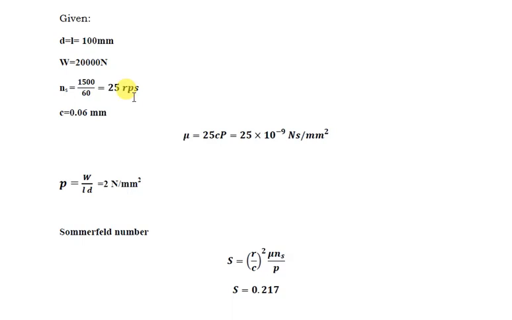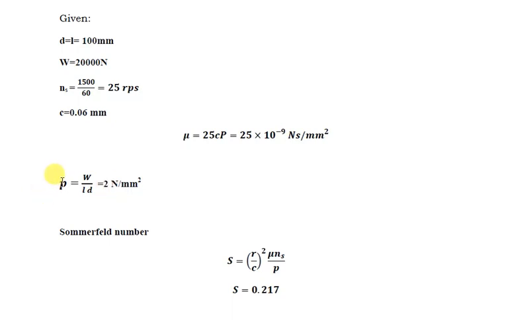Then the radial clearance is 60 microns. So small c clearance is equal to 60 into 10 raised to minus 3 mm. So mm we required, so we converted microns into mm. Then next one, the viscosity of lubricant is 25 centipoise. So centipoise has to be converted into Newton second per mm square. So 25 into 10 raised to minus 9 Newton second per mm square.